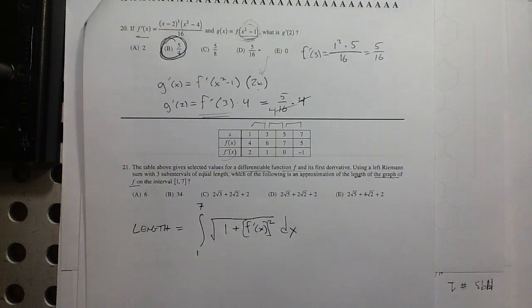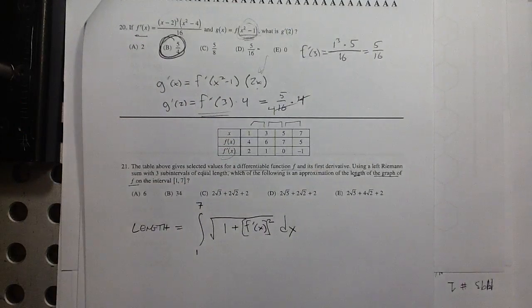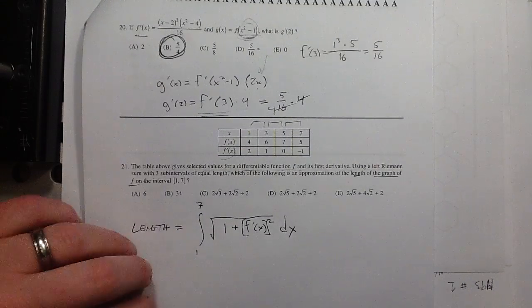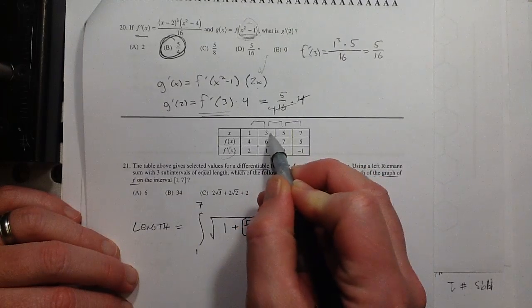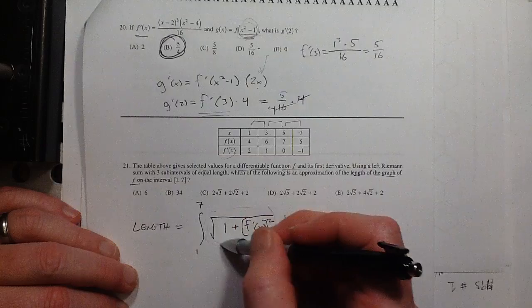All right. So where do we go from here? Well, all I have is the data in the table here, so I need to use that data to approximate this integral. Each one of these intervals is 2 wide, but the heights of this integral are this expression.